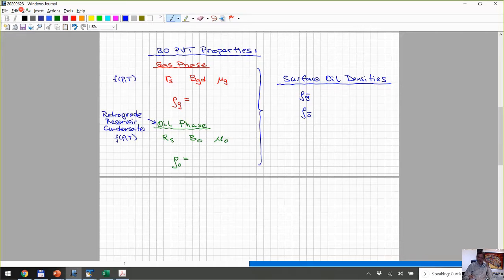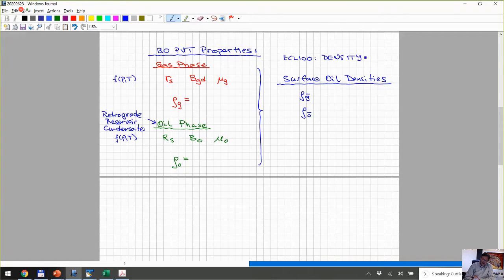So in Eclipse 100, I think the command for this is surface. The keyword? I'm not sure. Nobody remembers. But basically, there's some command to put in the surface oil densities. I don't know if it's surface or not. Does anybody out there know? Density keyword. What is it? Density. Okay. All right, that makes sense. Density.